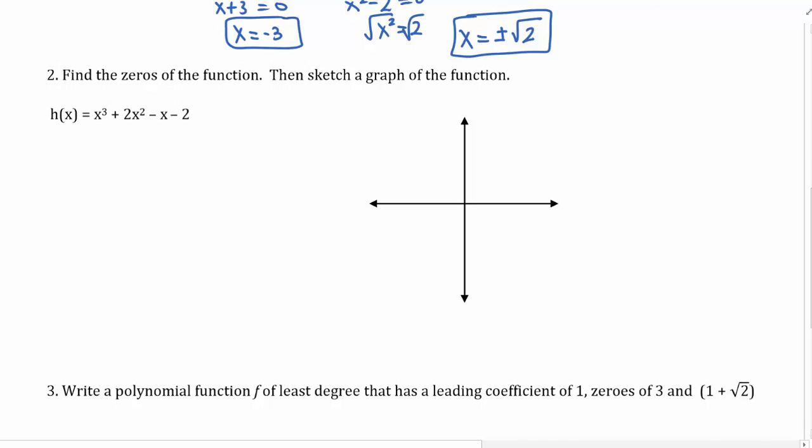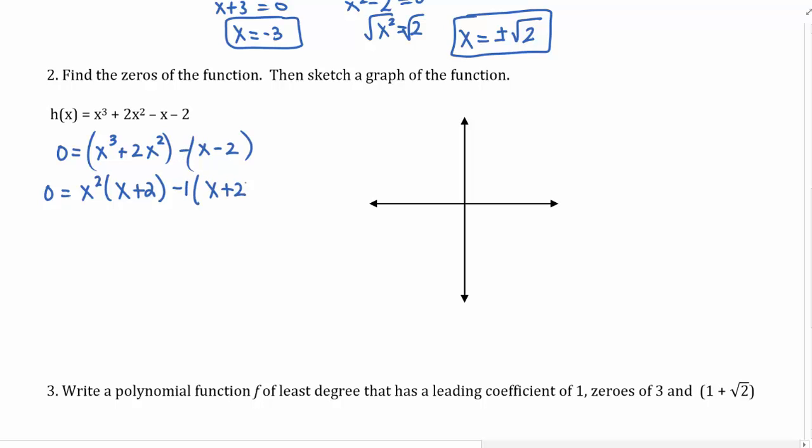Okay, so number 2, it says find the zeros of the function and then sketch a graph of the function. The zeros happen when your function is equal to 0. So that's x to the third plus 2x squared minus x minus 2. I need to take the GCF because this has 4 terms, so I'm going to factor by grouping. x squared, then I'm left with x plus 2. Then there isn't a specific GCF between x and 2, so it really is -1 because there's a negative here. Then I'm left with x plus 2.